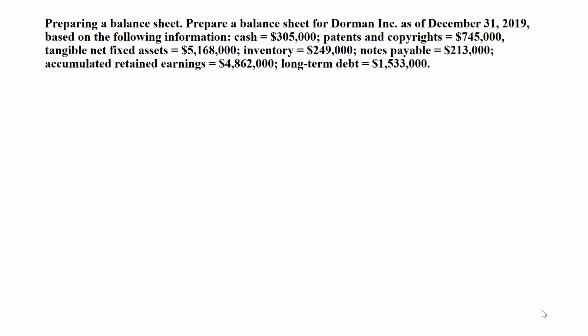And you can see we have cash, patents and copyrights, tangible net fixed assets, inventory, notes payable, accumulated retained earnings, and long-term debt. So we're going to start with assets, and remember that we're going to list those in order of liquidity. So the most liquid asset is going to be cash. So that's $305,000. And I like to just mark them off as we use them to make sure we've taken care of everything. Now, the only other current asset is going to be inventory.